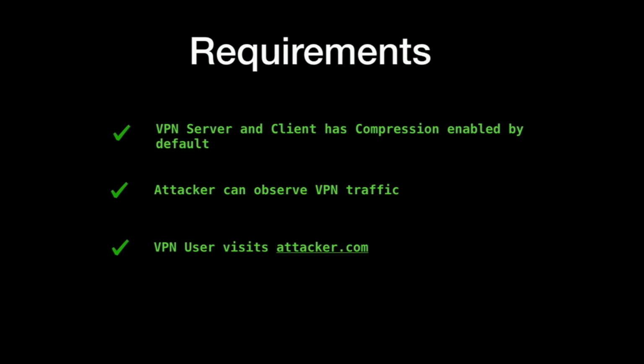So let's talk about the requirements here. As an attacker, you want your VPN server and client to use compression. And if it's enabled by default, that's great. And as usual in a regular MITM attack, you want to observe the length as well, which is possible. And like the BEAST and CRIME style attacks, you want the victim to visit your attacker website. So in this case, attacker.com injects your malicious JavaScript, which steals the data.